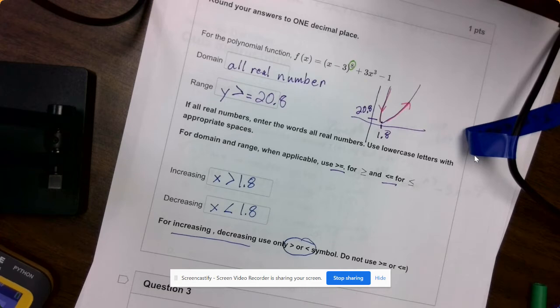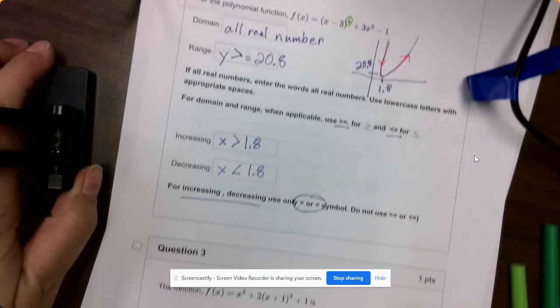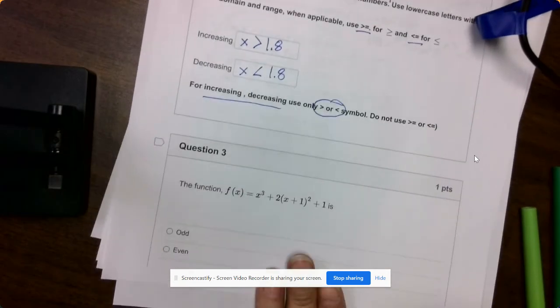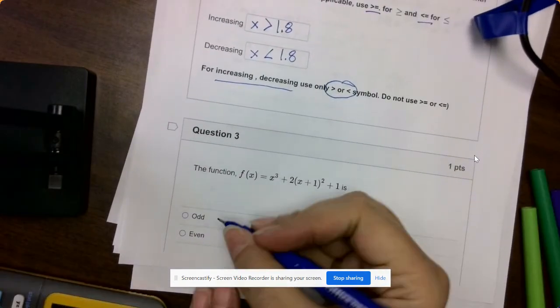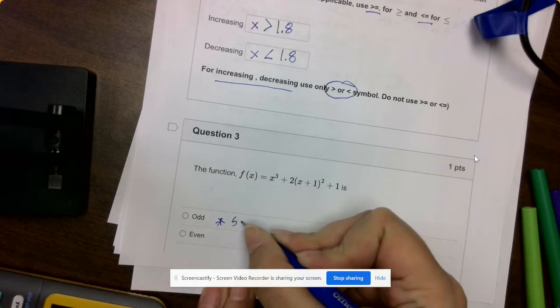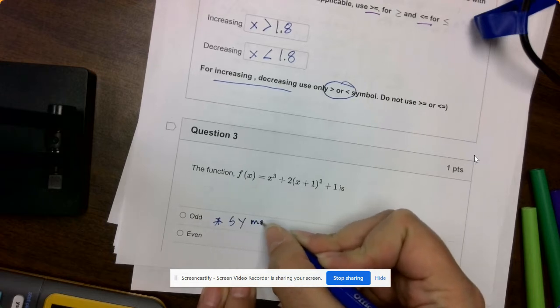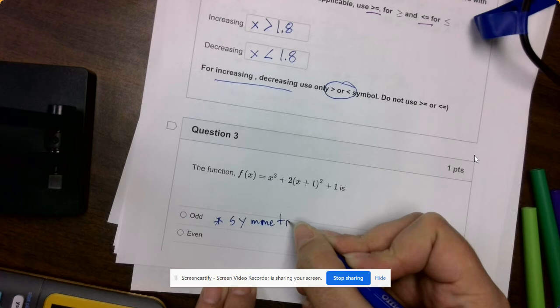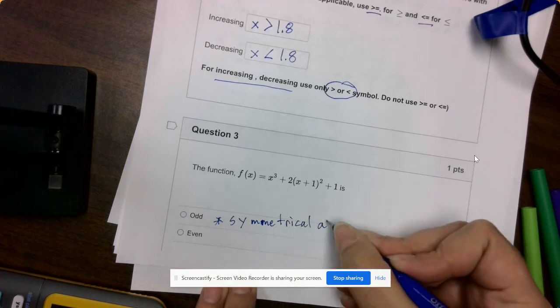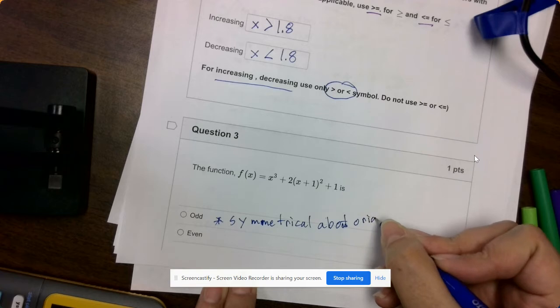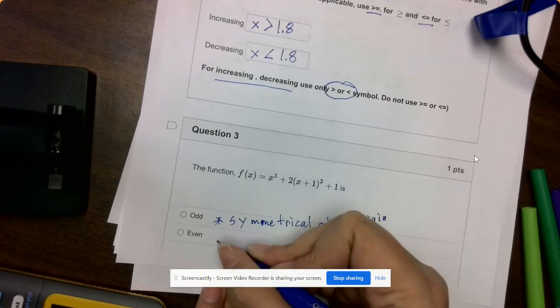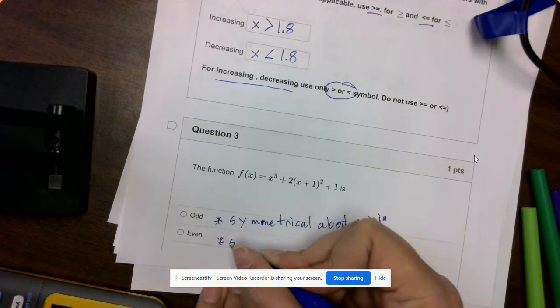Okay, so for this one, everybody, we're going to graph it. If it's odd, it's symmetrical. So odd, even functions or neither has to do with symmetry. So odd, symmetrical about the origin. Even, symmetrical about the y-axis.